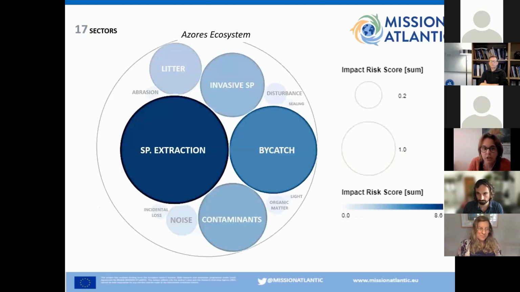When we look at the pressures, there were 17 pressures, and species extraction and bycatch came as the big ones, and that has to do, of course, with the fishery pressure on the area. But also contaminants, litter, and invasive species seem to have a lot of risk on the area. We did add 2 pressures here on the main Mission Atlantic framework, which were light pollution and disturbance, and disturbance came out as quite an emergent pressure also.